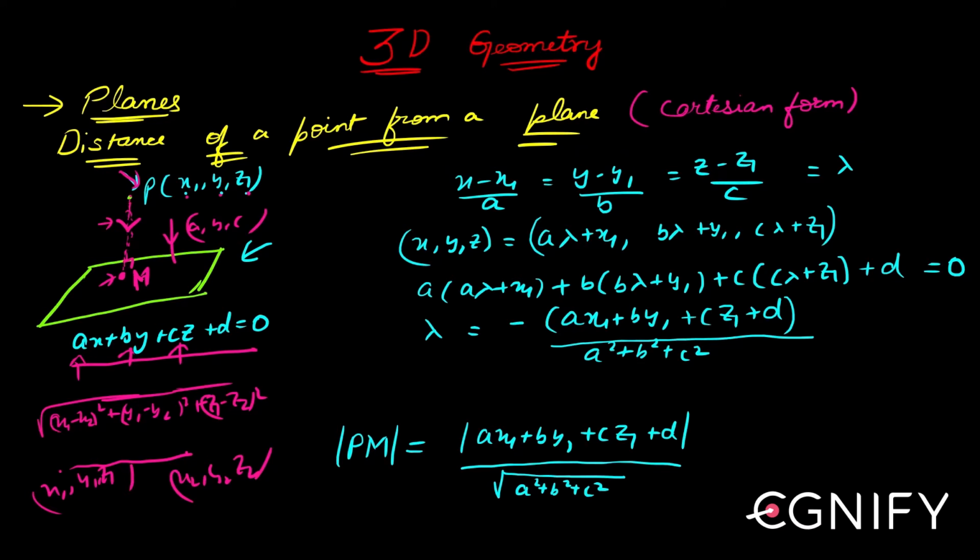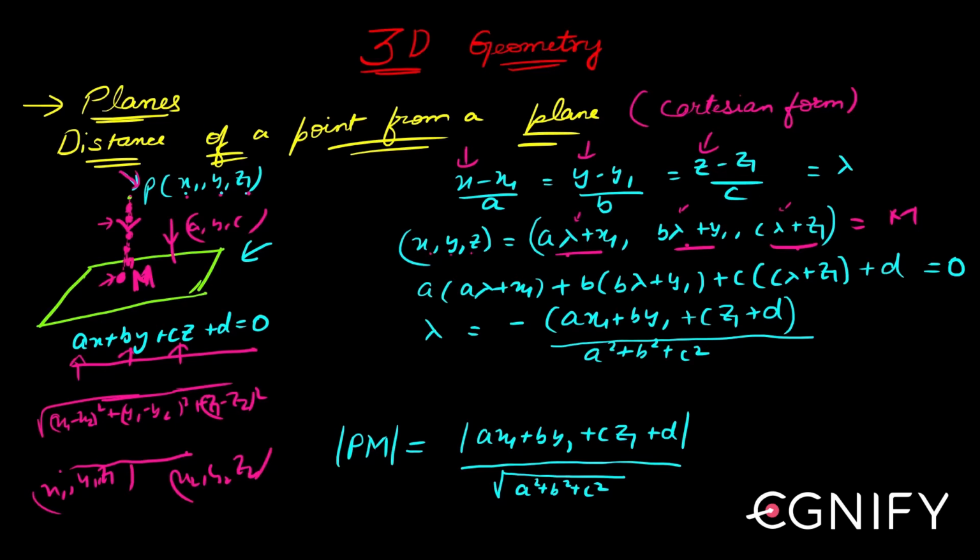(x - x1)/a = (y - y1)/b = (z - z1)/c. From here I constructed x, y, z. So x, y, z can be written as aλ + x1, bλ + y1, cλ + z1. As I keep changing my lambda, I'll keep getting different points on this line. I need that lambda for which I get this point M. How do I do that? I assume this to be the coordinates of M.